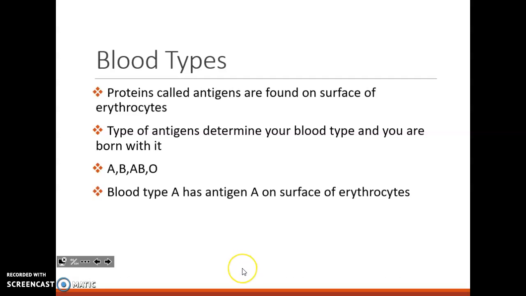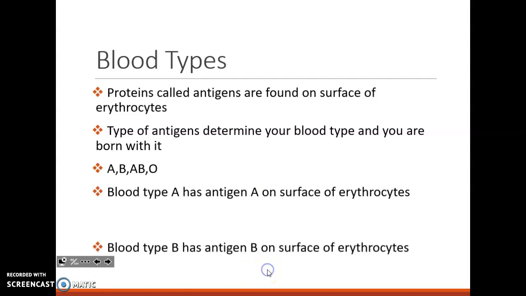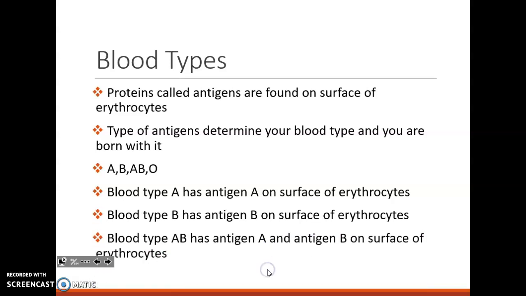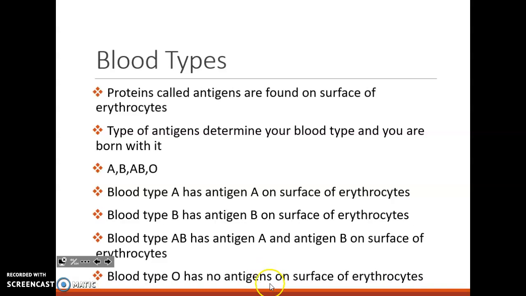So if you have blood type A, that means you have antigen A on the surface of your erythrocytes. Blood type B has antigen B on the surface of your erythrocytes. Blood type AB has antigen A and antigen B on the surface of your erythrocytes. And blood type O has no antigens on the surface of your erythrocytes.